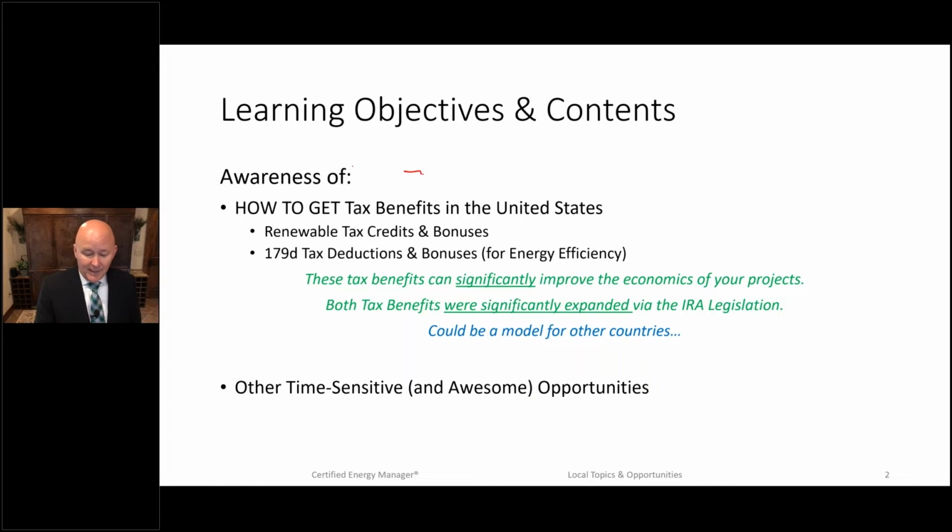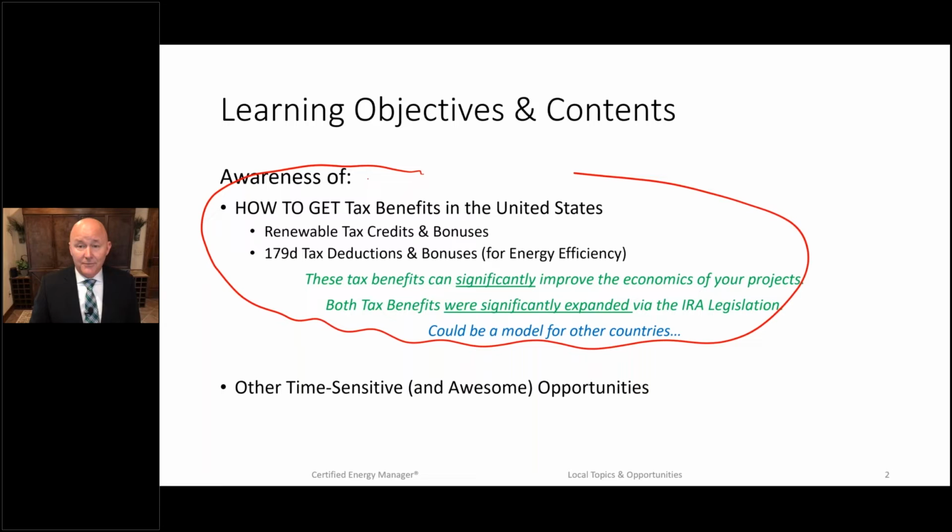We're going to focus on how to get 2 specific tax benefits in the United States. Now, I'm not just going to say it's out there and it's easy. I'm going to show you how to do it, step by step. It's actually going to be quite easy, and we're going to go through 2 particular ones. One is about renewable tax credits, and one is about the 179D, which is all about energy efficiency tax deductions.